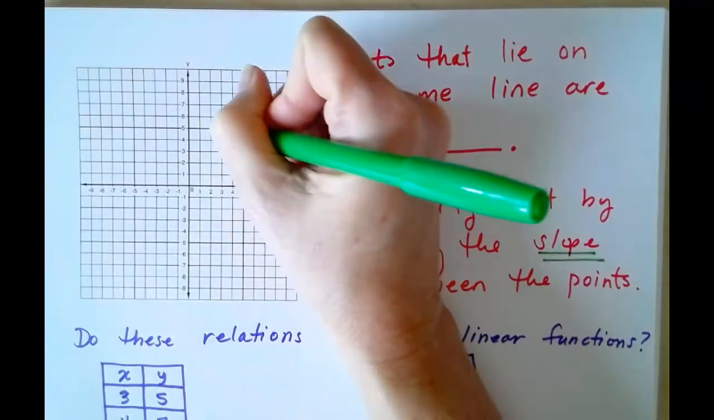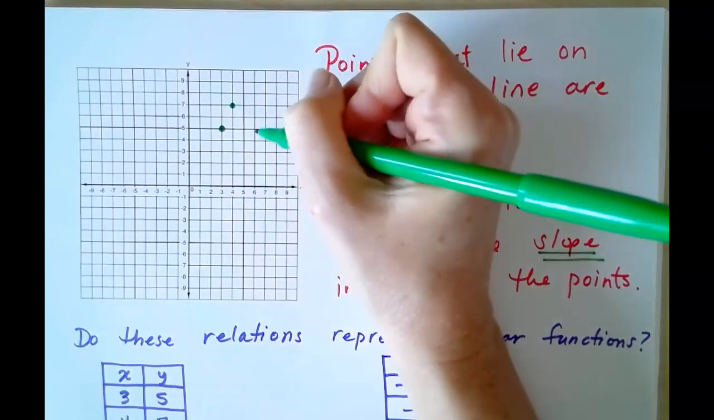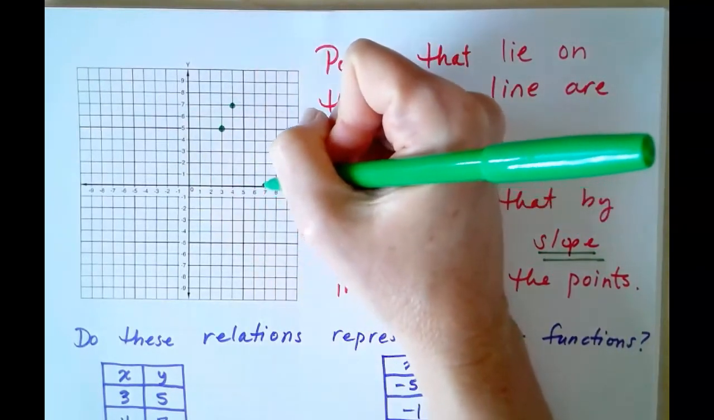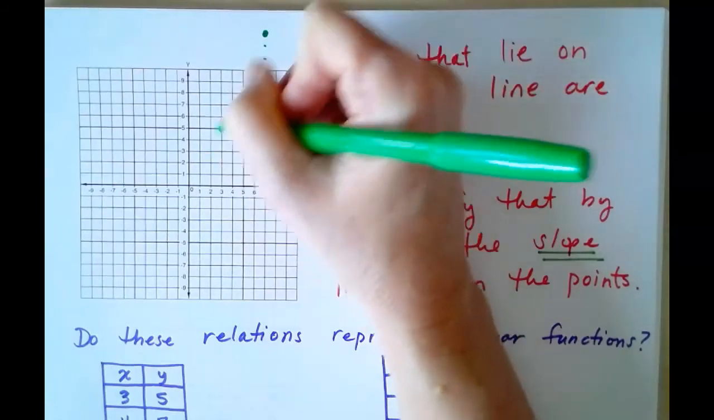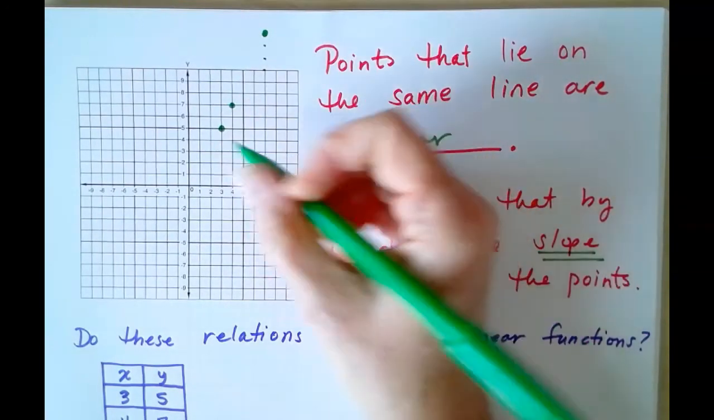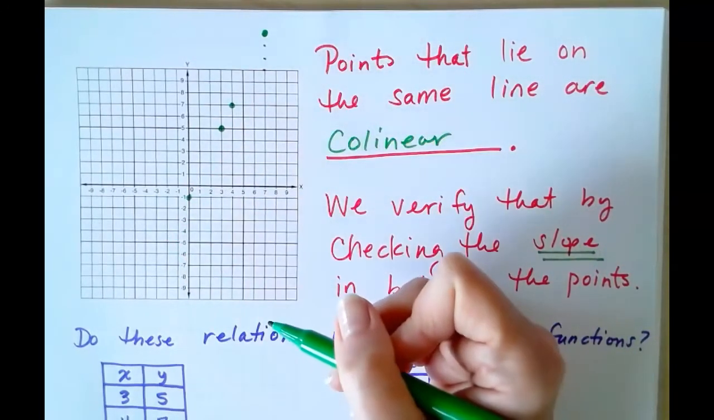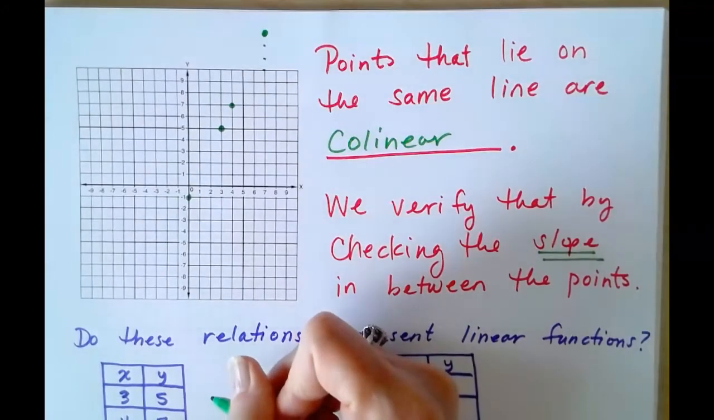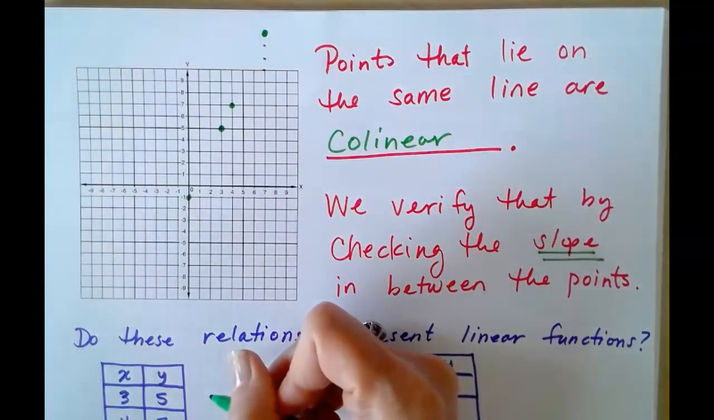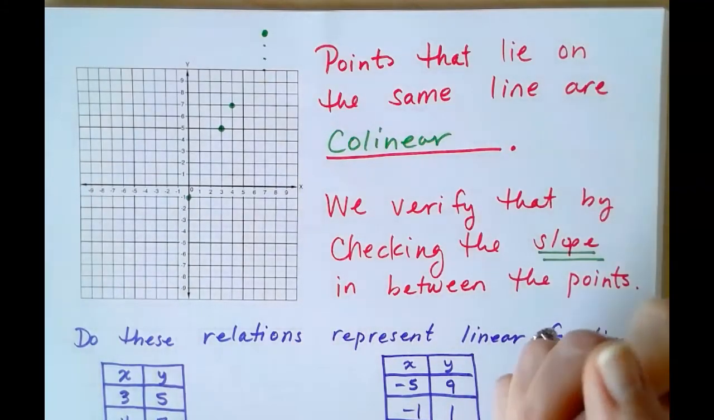So over 3 up 5, over 4 up 7, over 7 up 13, 10, 11, 12, 13. Those kind of look like they're on the same line. Let's check them out. Over 0, down 1. So are we all on the same line? If we are, then the slope will be consistent because on a line, and of course all lines are straight, the slope will be consistent from point to point.